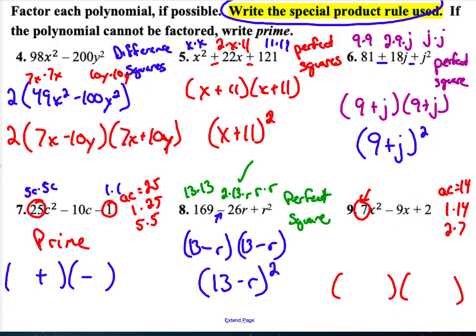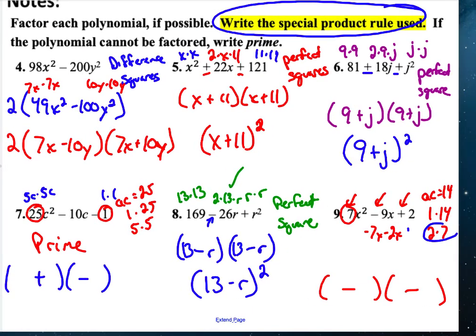I have a plus for the last term, so that means my signs are going to be the same. I have a minus for the middle one, so it must have been minus, minus. Which is the only combination that's going to give me 9? Well, that would be a minus 7x and a minus 2x. So the rest of the problem slides down. And now we do our factor by grouping.